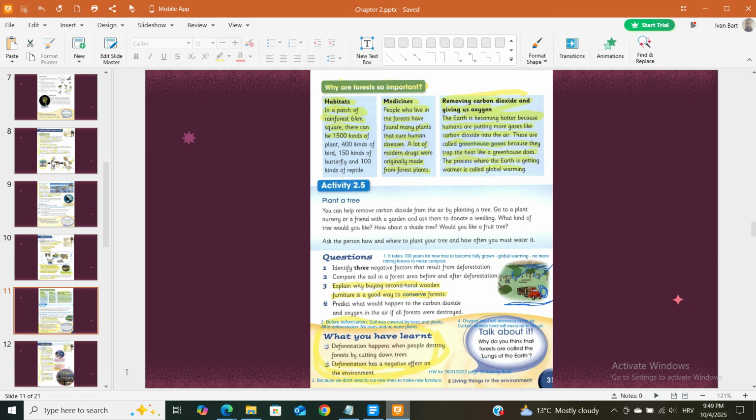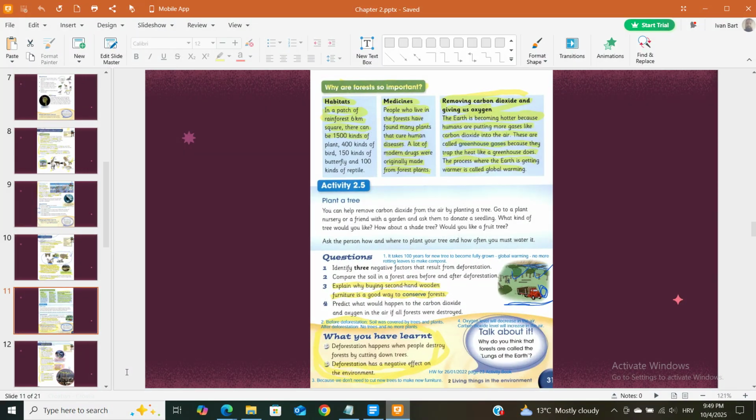2. Before deforestation, soil was covered by trees and plants. After deforestation, no trees and no more plants. What you have learnt. Deforestation happens when people destroy forests by cutting down trees. Deforestation has a negative effect on the environment. 4. Oxygen level will decrease in the air. Carbon dioxide level will increase in the air.